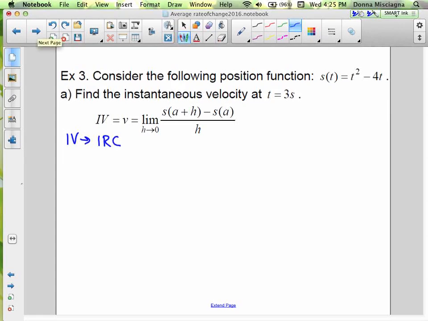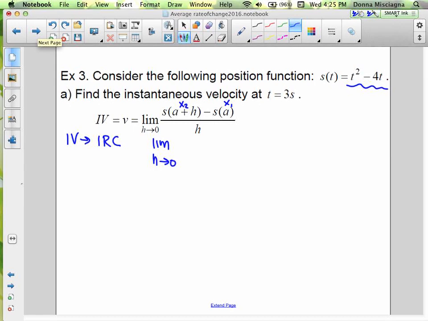All right, so we're going to take the limit as h goes to 0. And now I need to replace s here with what s is. So s of a plus h needs to get replaced with the t squared minus 4t. This is going to be my one x value, and this will be my other x value. And we have to plug that into our function. I'm just going to do it right here as we're calculating out the limit.